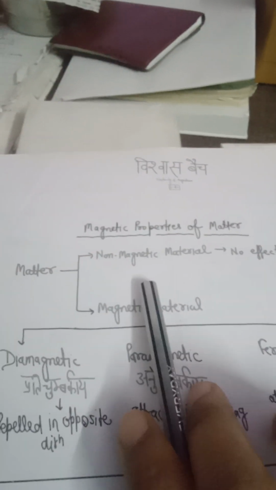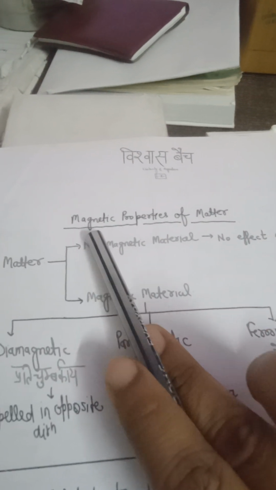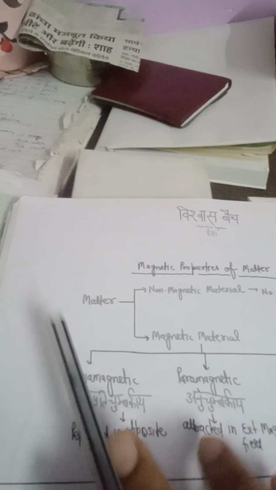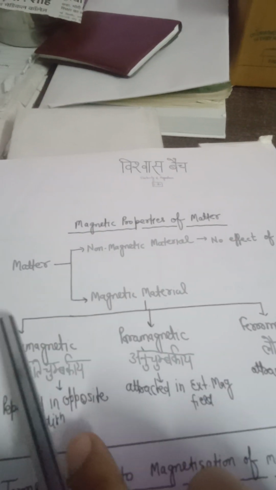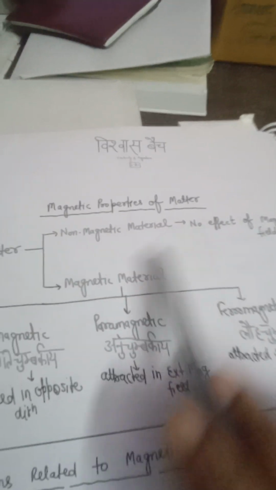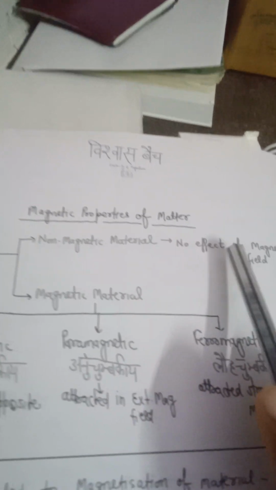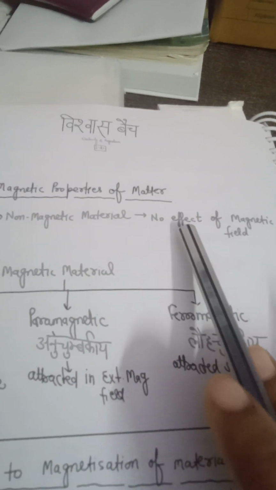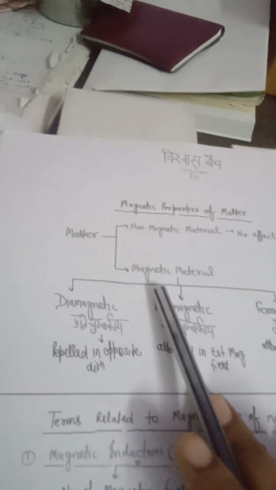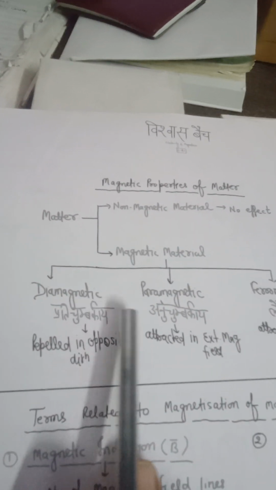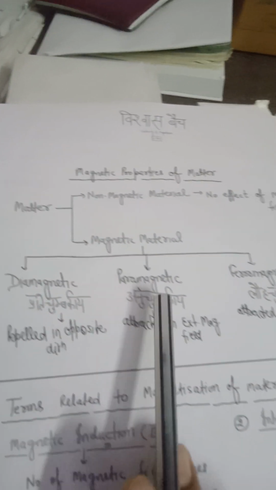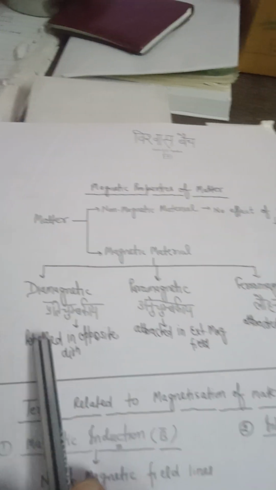Hello, in this video, I am telling you about the magnetic properties of matter. Matter shows two types of property: non-magnetic material and magnetic material. Non-magnetic material shows no effect of a magnetic field, but magnetic materials are of three types: diamagnetic, paramagnetic and ferromagnetic. It is प्रतिचुंबकीय, अनिचुंबकीय and लोहचुंबकीय.